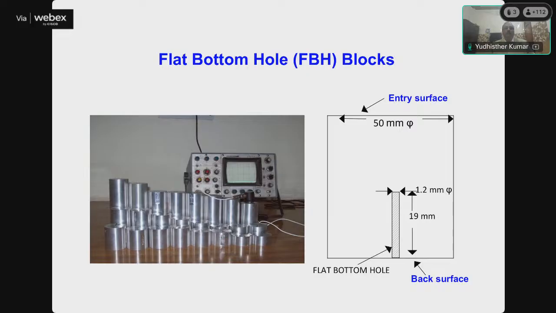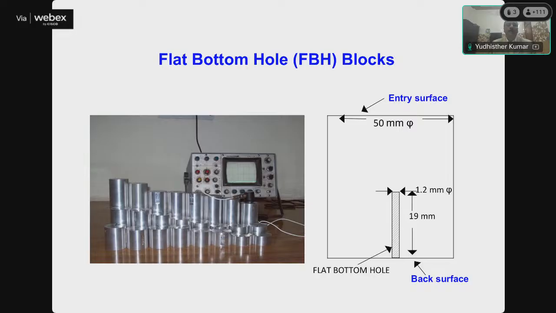Usually, let me explain the problem where these blocks are used. After detection of a defect, when we want to size it, it is easier to size a defect when its size is larger than the transducer beam diameter. Then it is easy to size the defect using the 6 dB drop or 20 dB drop method. But when the size of the defect is smaller than the beam diameter, what we measure is only the beam diameter and not the size of the defect. So it is very difficult to measure the size of a defect that is smaller than the beam diameter.